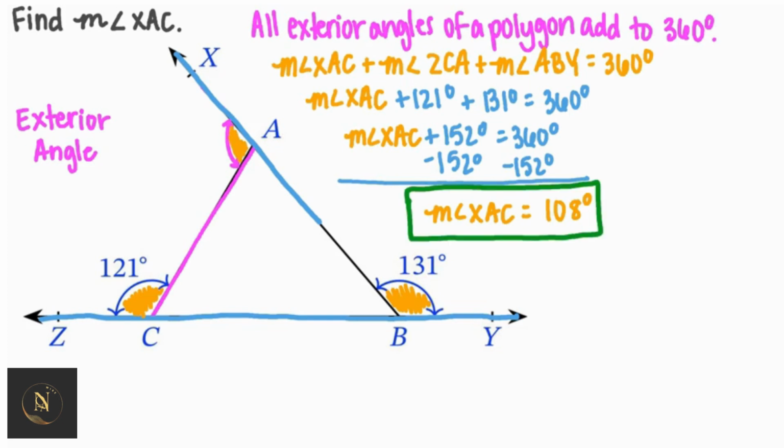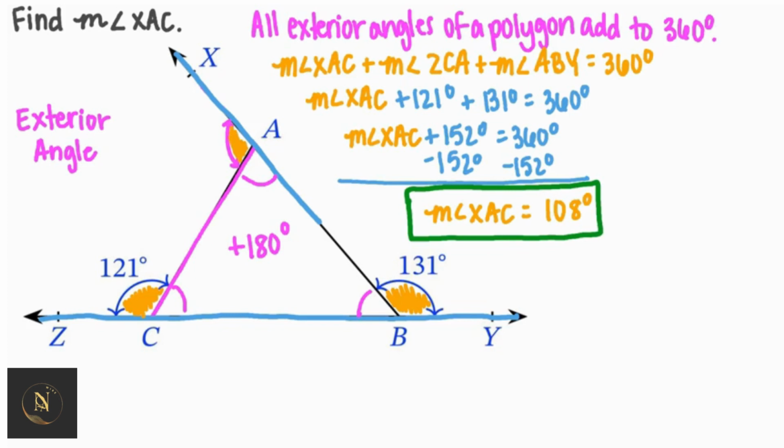Now there are other ways to solve this. Let's just try one other way. We could use the inside angles of the triangle, and a triangle adds to 180 degrees, the interior angles of it. So these three angles add to 180 degrees. But how do we get them?